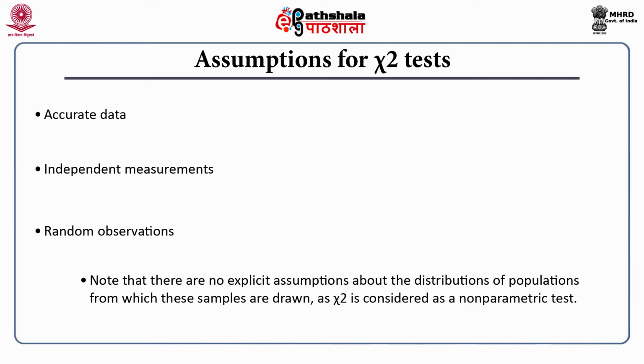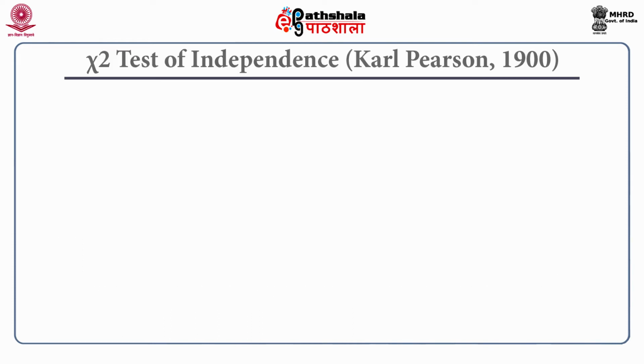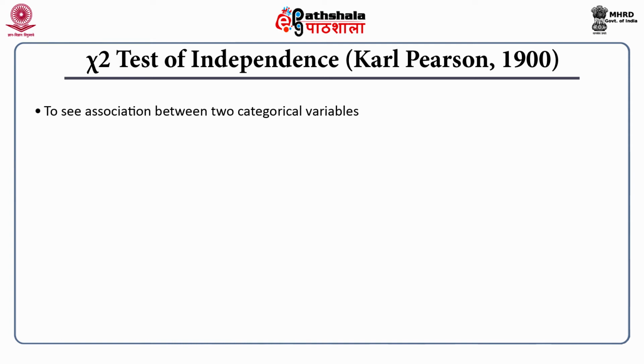But in the case of chi-square, there is no such demand, no such assumption is needed to perform the chi-square. So the chi-square test is a kind of non-parametric test because it is a distribution independent test. So coming to the first test, that is the chi-square test of independence, as described by Karl Pearson in 1900, to see association between two categorical variables. So it's basically a test of correlation for the categorical variables.